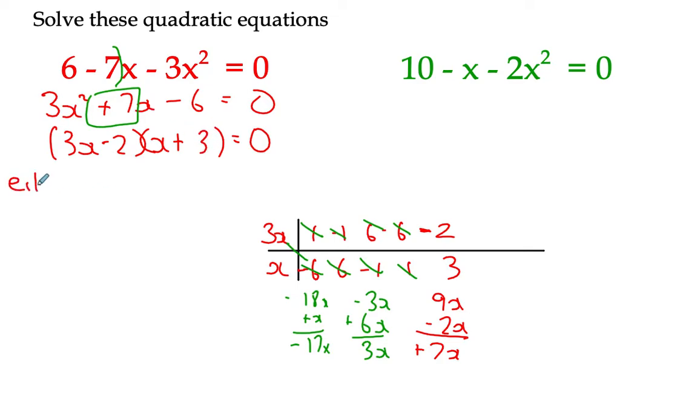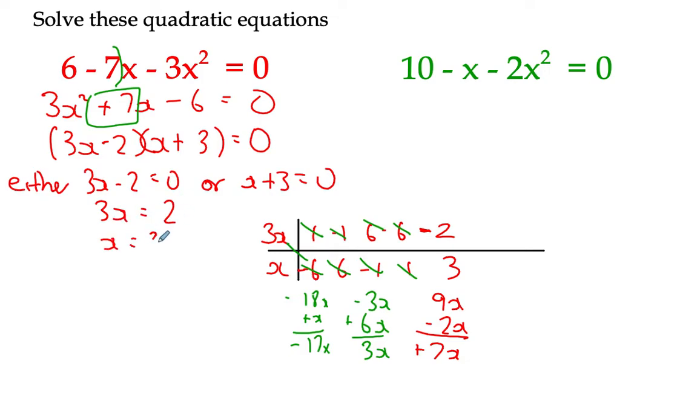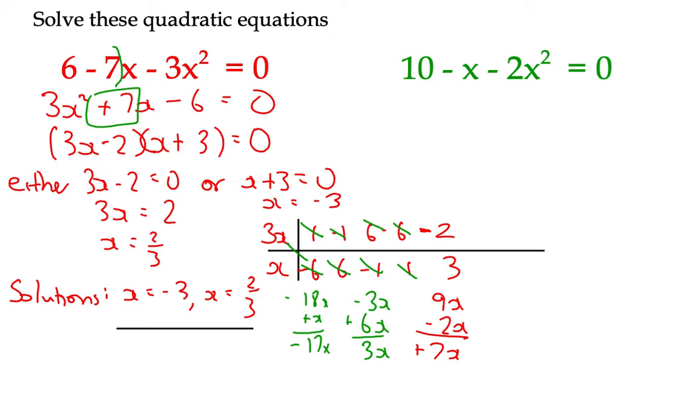So we can say either 3x minus 2 equals 0 or x plus 3 equals 0. Solve it. 3x equals 2, x equals 2/3, or here x equals negative 3. And you can see why now that I like to put the answers together, because they're a wee bit far away. So x equals negative 3 or x equals 2/3. There's my answer. Okay, so you try, this is the last one on the green.